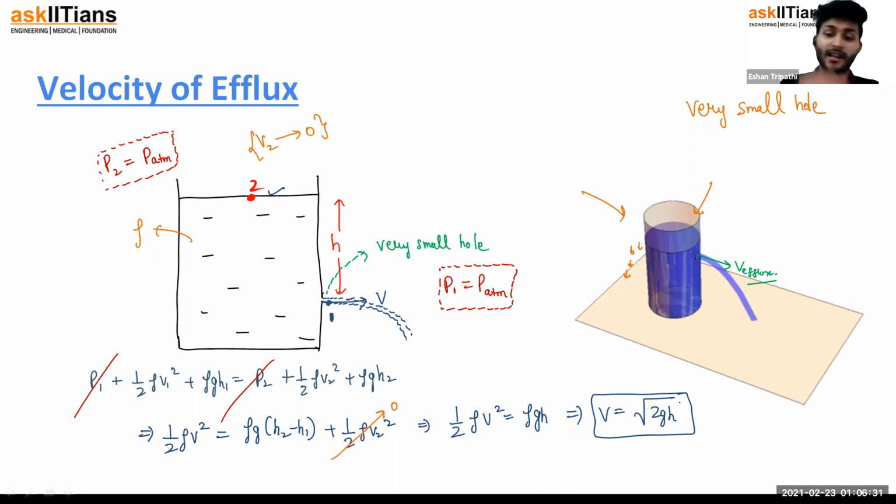So if there's a small hole at a depth h, you can imagine the deeper the hole is made, the more the value of h, the more is going to be the value of v, isn't it? You make a hole at the top, water is going to come out slower. But the deeper hole you make, more pressure difference, faster it's going to come out. That's what velocity of efflux is.